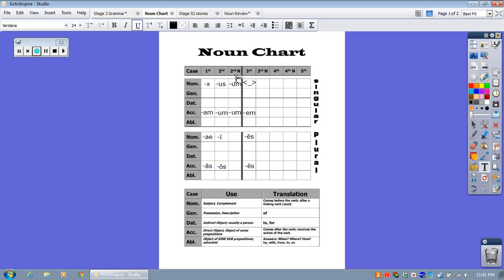For second declension neuter nouns, just worry about what they look like in the singular for now, and they both end in -um. That's not too difficult.